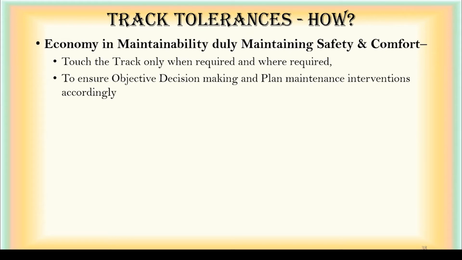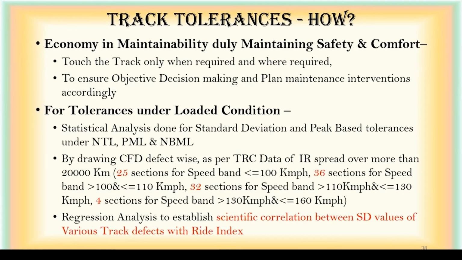So we'll see how we arrived at certain tolerance limits in this report we talked about. The logic or reasoning behind deciding these tolerances are economy, maintainability, and duly ensuring safety as well as comfort. The principle is touching the track only when required and where required. We should not give extra input, to ensure objective decision making and plan maintenance interventions accordingly. Means we need not touch the track where it is not required. That is the basic principle, duly ensuring that safety and comfort is not compromised.